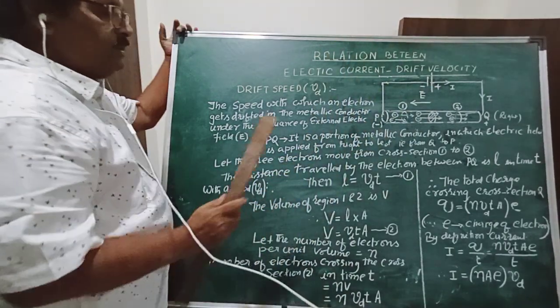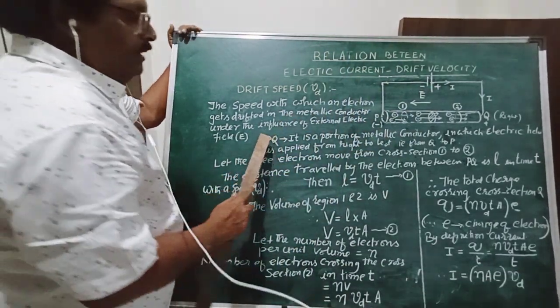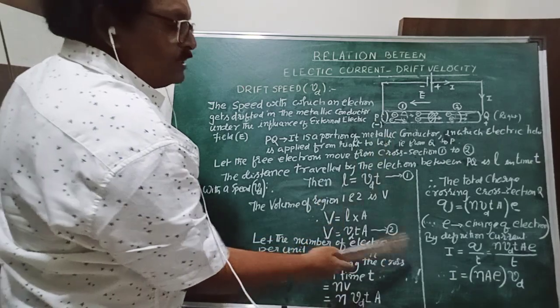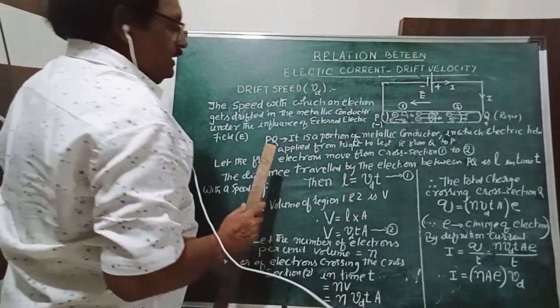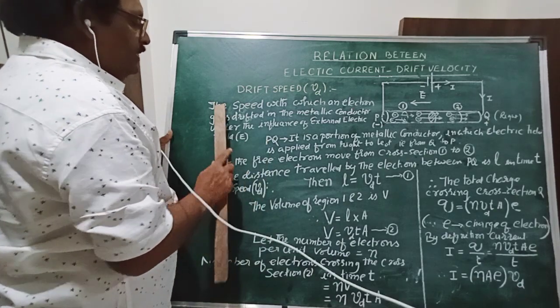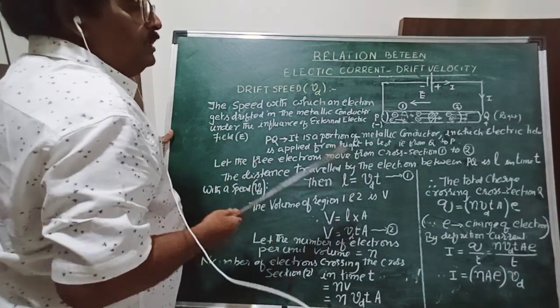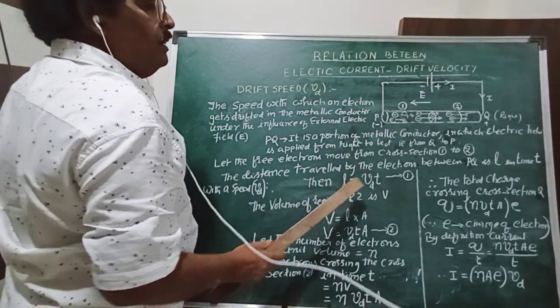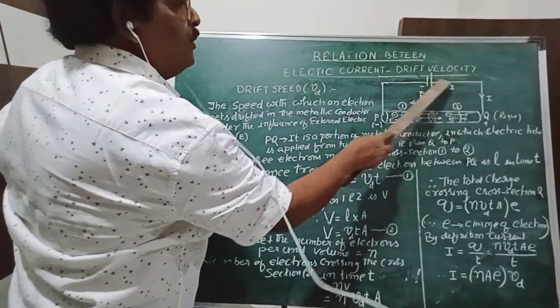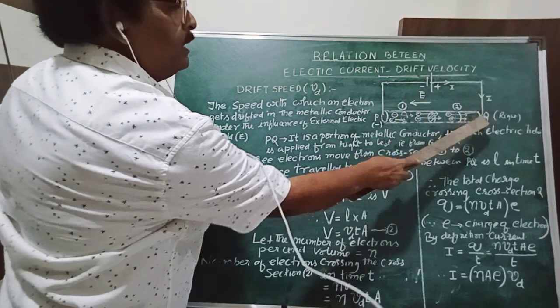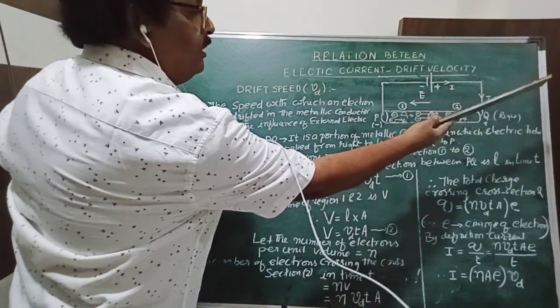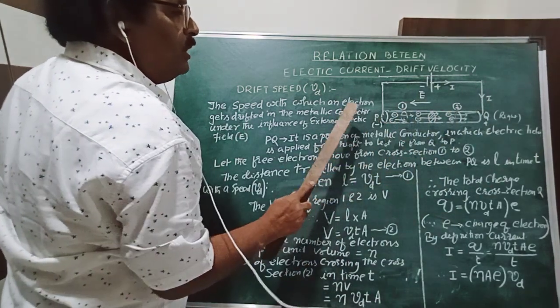Children, please see how to establish a relationship between the drift speed and current. Let us see here. Start from here, after writing this definition. So PQ is a conductor. Q is connected to the positive of the battery. P is connected to the negative of the battery. That means Q is kept at higher potential and P is kept at lower potential.